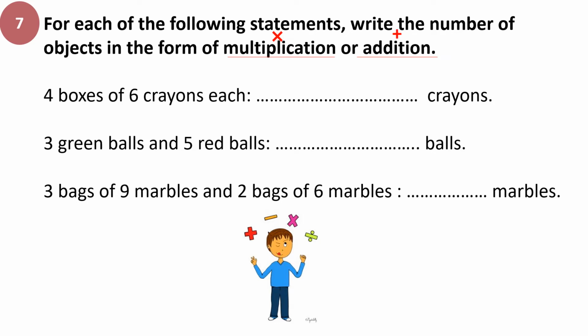4 boxes of 6 crayons each. How many crayons do we have? 3 green balls and 5 red balls. How many balls do we have? 3 bags of 9 marbles and 2 bags of 6 marbles. How many marbles do we have? Let's solve the first one.